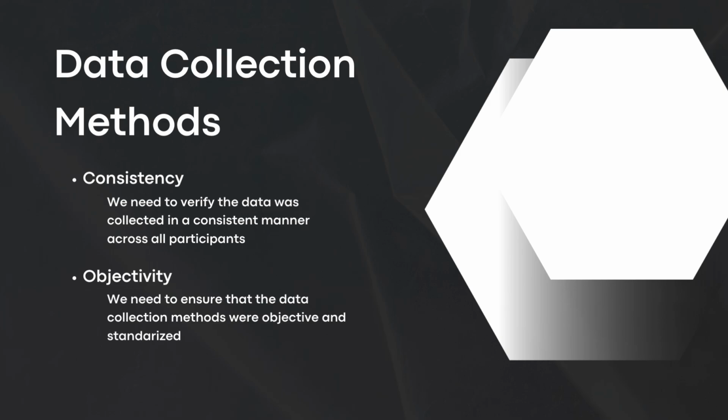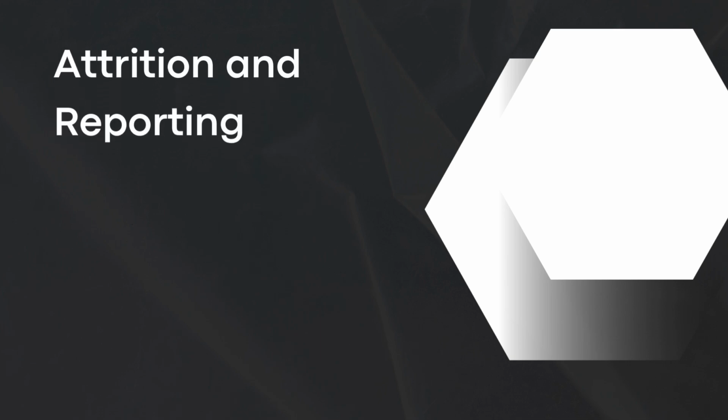Also, we can assess the validity and reliability of measurement instruments in the study and the timing of the data collection. This can also make a difference or make a bias. The third point that we need to look at after the data collection method is the attrition and reporting, and we need to analyze both.